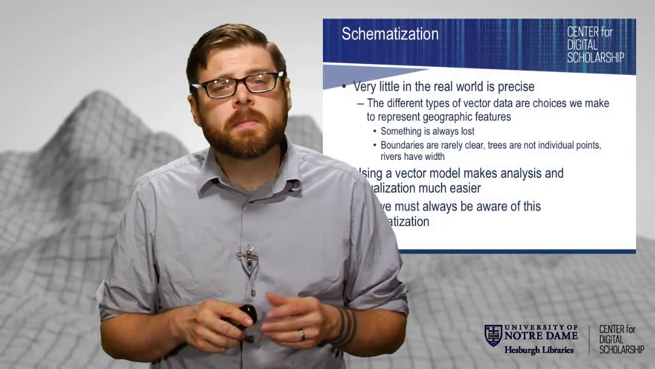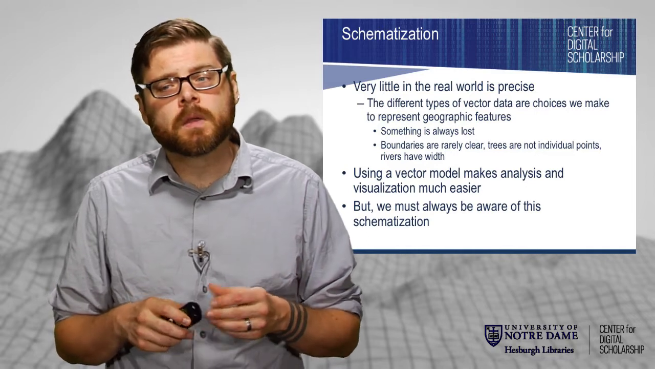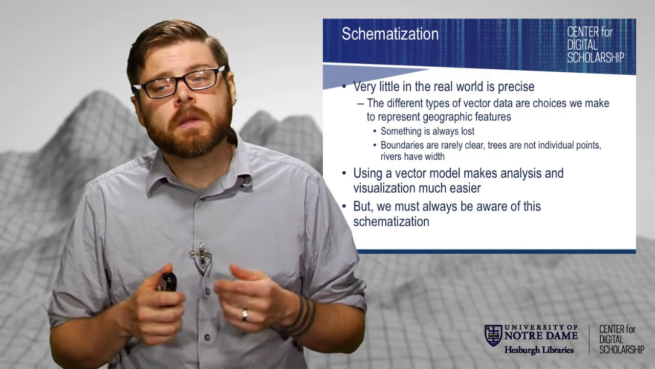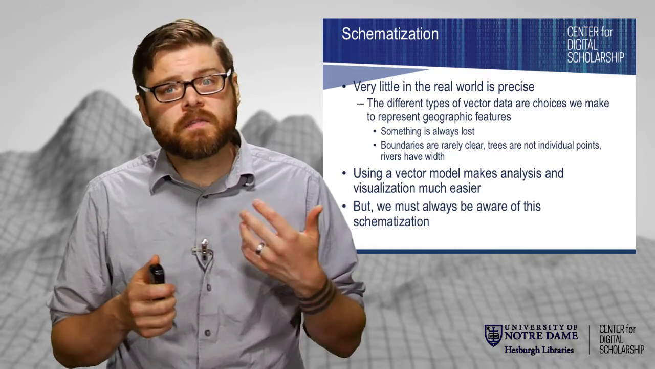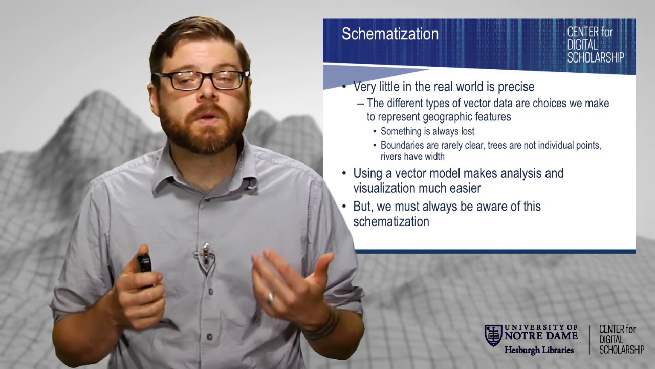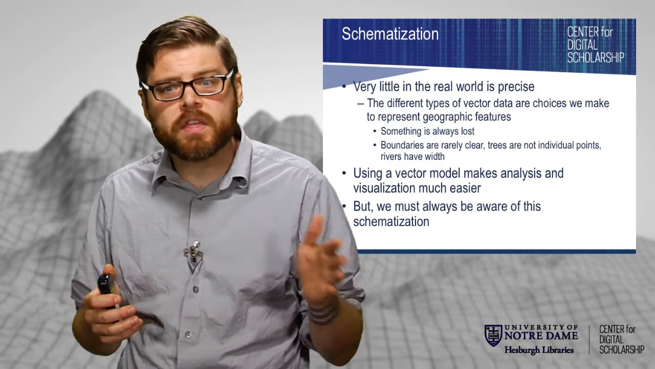Now, I already talked a little bit about the concept of schematization, but I want to just address this in a little bit more detail, because there's really very little in the real world that's perfectly precise. The different types of vector data are, in fact, choices that we're making to represent different geographic features. So something is always going to be lost. Boundaries are rarely ever a very distinct one thing or another.